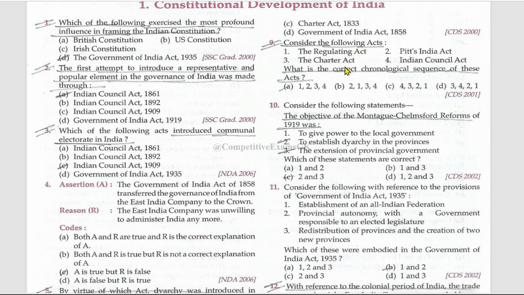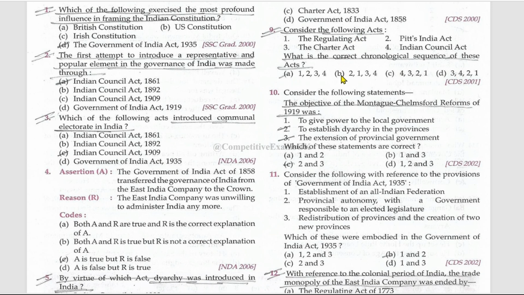Consider the following acts and mention them in the chronological order. The Regulating Act, then Pitt's India Act, then the Charter Act, then the Indian Councils Act. Mention the years in which these acts were passed. Mention those years in the comments.